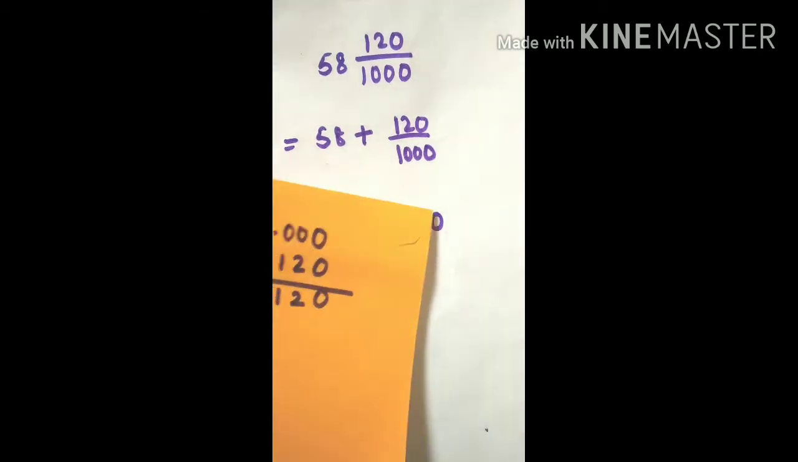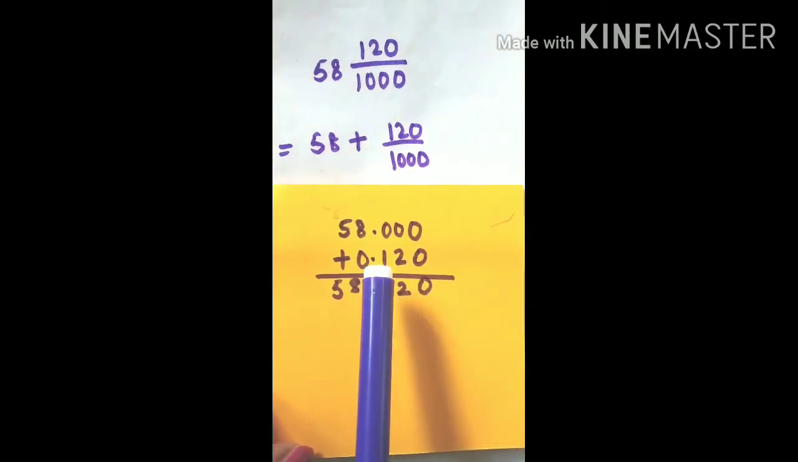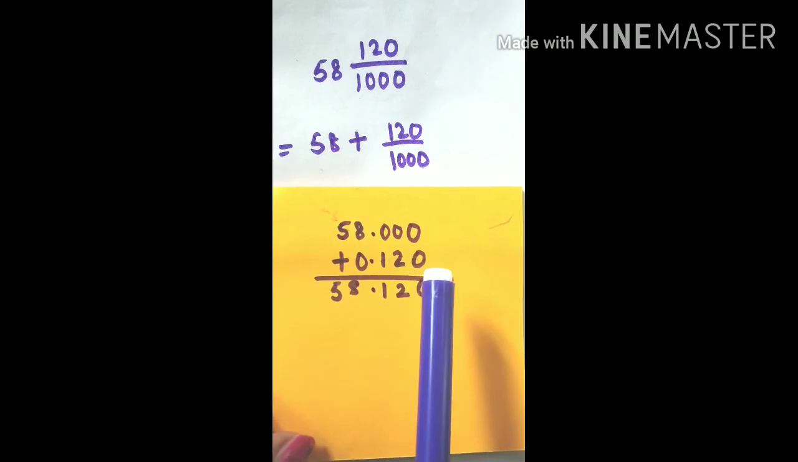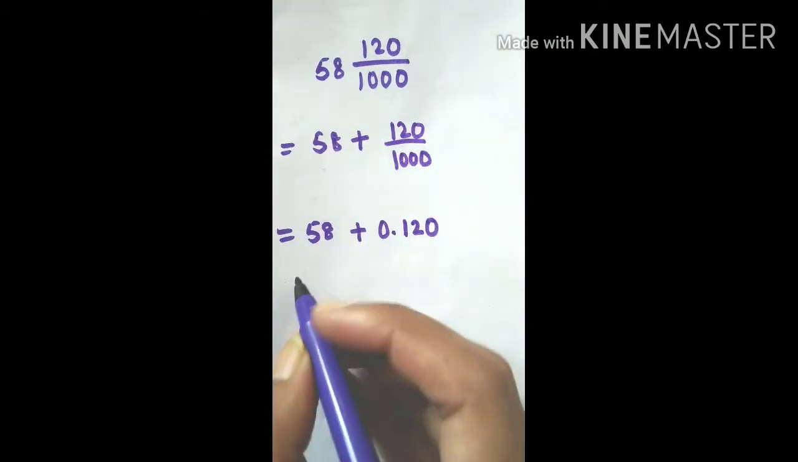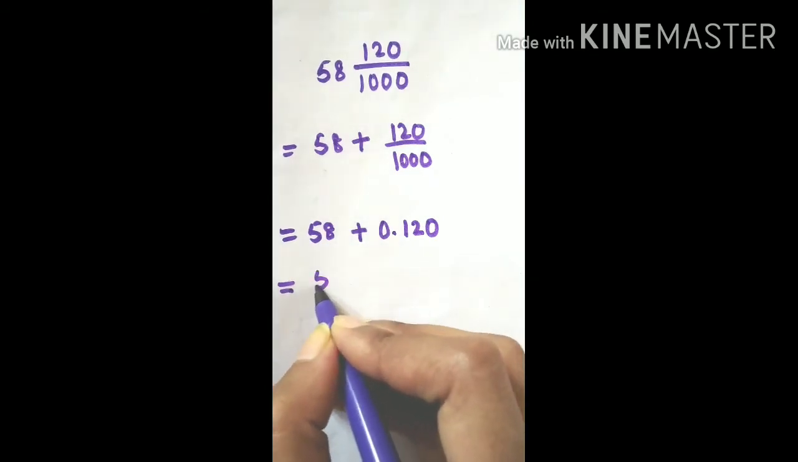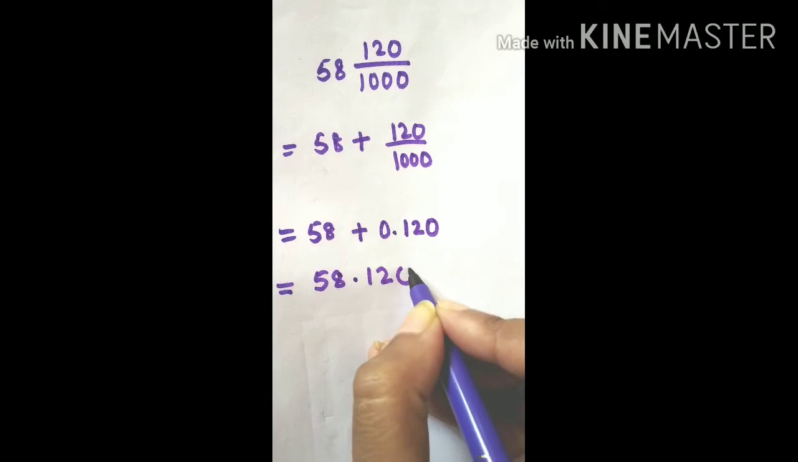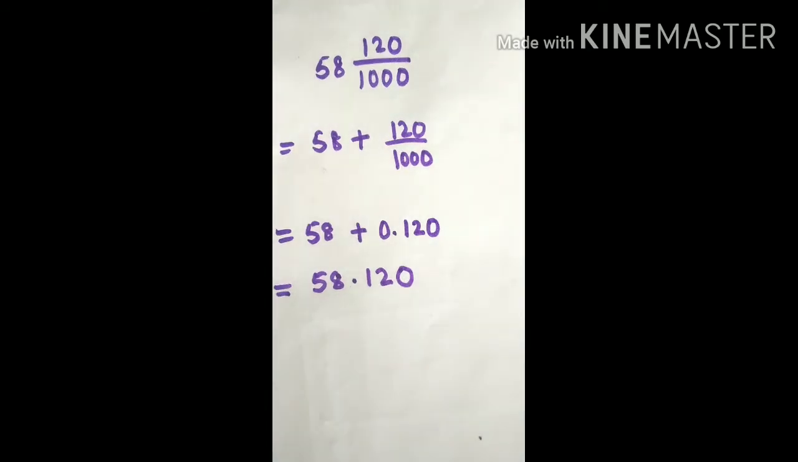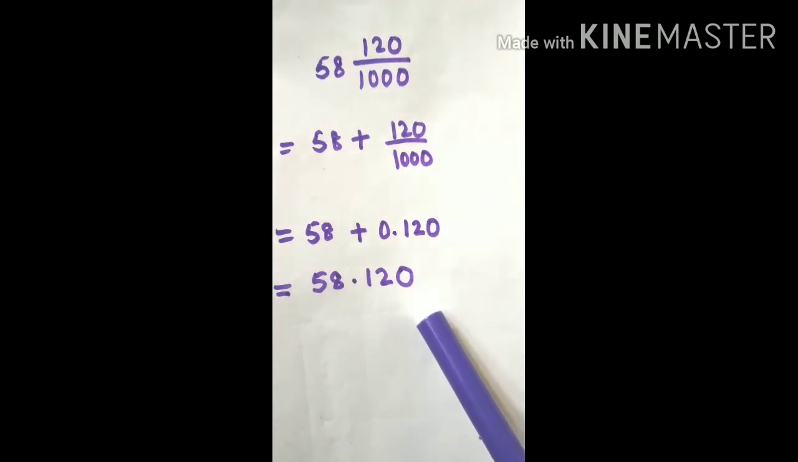Now students, when we add 58 and 0.120, we get 58.120. So in the next step, we will write 58.120. So students, in this way, a mixed number can be expressed as a decimal.